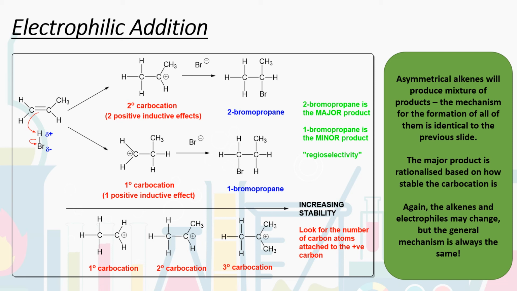And so again, the stability comes from the stability of the carbocation due to the positive inductive effect. So we have to look for the number of carbon atoms that are attached to our positive carbon. And again, the alkenes and the electrophiles may change, but the general mechanism and the way we push our arrows is always the same, because we're thinking about these general mechanism guidelines of how we push our arrows and what our nucleophile and electrophile is.